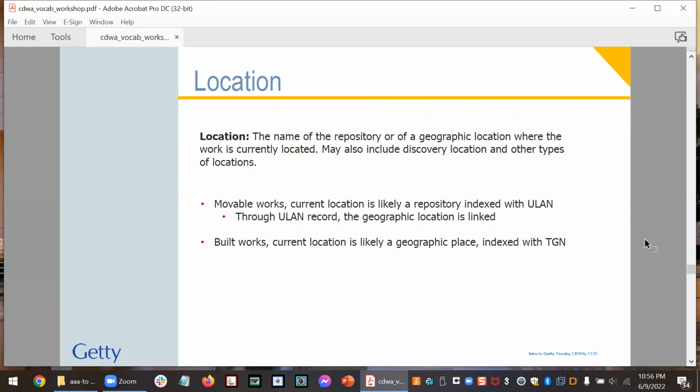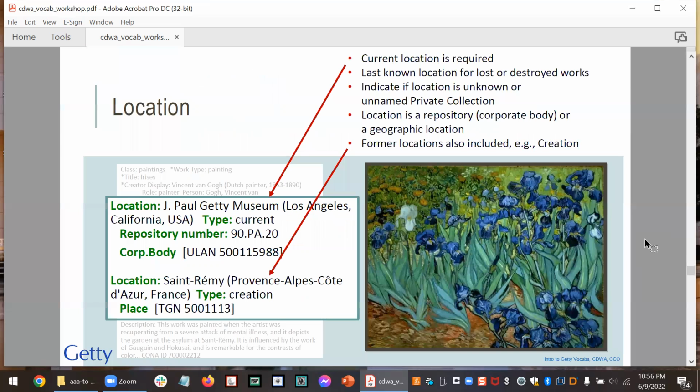For location, this can mean a corporate body, such as a repository for movable works, which would be in ULAN. And then in ULAN, that repository has a geographic location. So you don't need to redundantly list that geographic location with the work because you have the repository. But for built works or monumental sculptures, etc., current location likely will be a geographic place, and that could be indexed with TGN. Here's an example where the museum is indexed with ULAN, and the location of creation, Saint Remy, indexed with TGN.